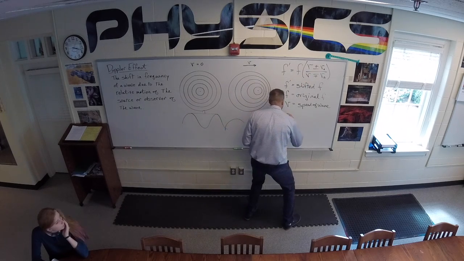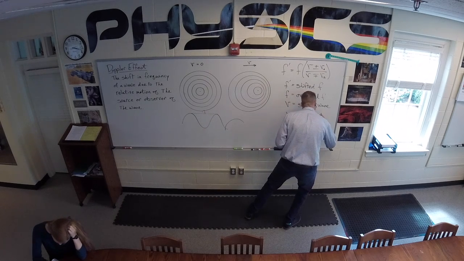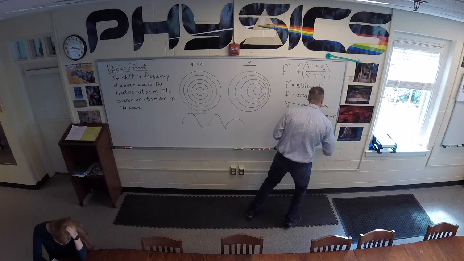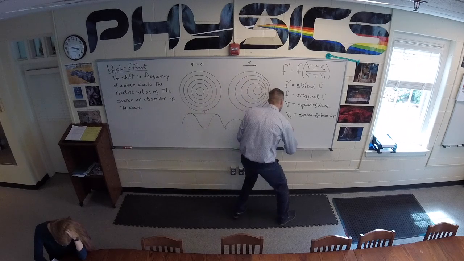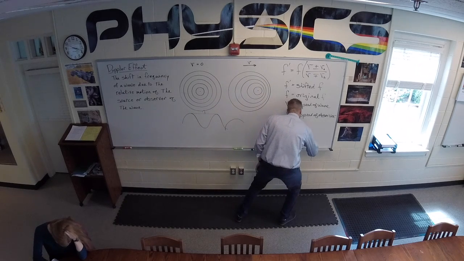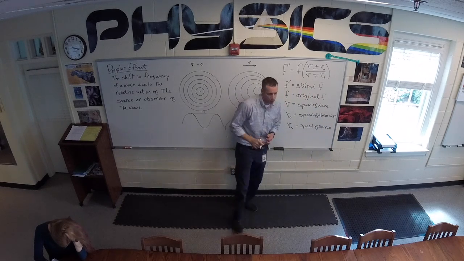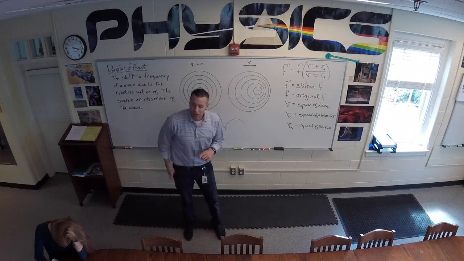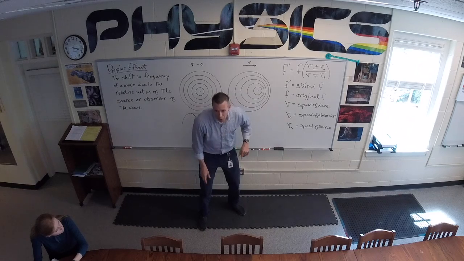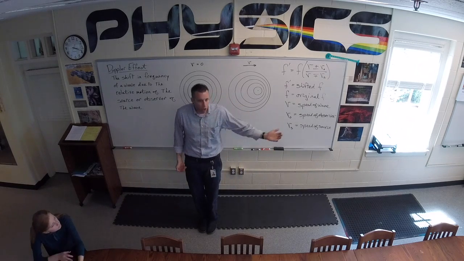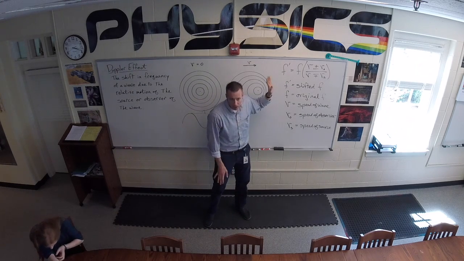VO is the velocity or the speed of the observer. And then Vs is the speed of the source. Most typically, one of these two is 0. Most typically, right? You're in the stands watching the cars go by. You're the observer. VO is 0. That simplifies the top of the equation, right?